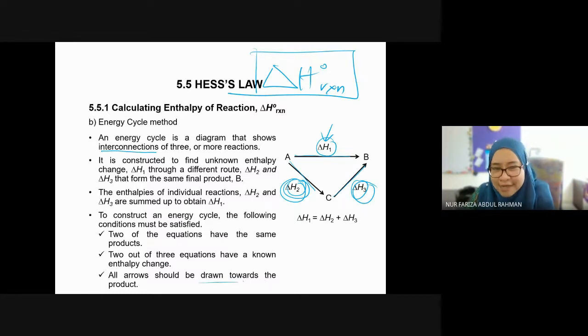So this is the part yang kita boleh reversekan ke? Okay, kalau perlu. Dia punya focus is to make sure that all arrows should be drawn toward the product. So in order to do so, you may need to reverse the reaction, so that dia drawn towards the product. Okay, tak payah sembang banyak, tengok contoh je.